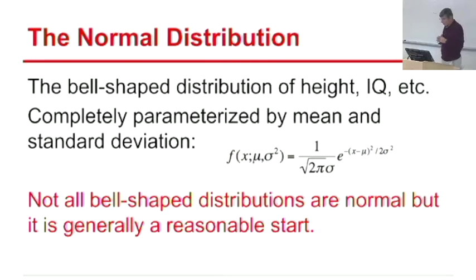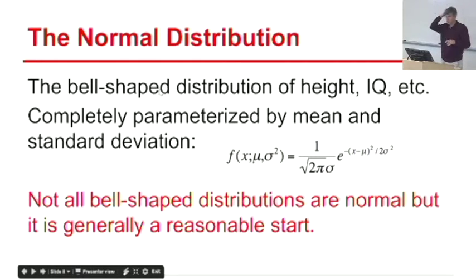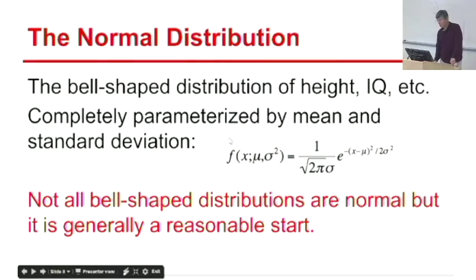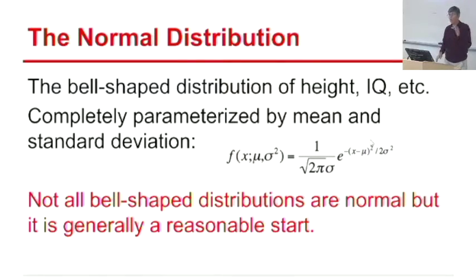Now, the other distribution that you should be familiar with, of course, is the normal distribution, which we've talked about in here, which is another bell-shaped distribution that's usually used to denote things like height, IQ, things like this. What makes the normal interesting is it is also parameterized by two parameters, the mean and the standard deviation, or the square of the standard deviation being the variance. And it has this complicated looking formula to describe what that distribution is. That is the normal distribution.